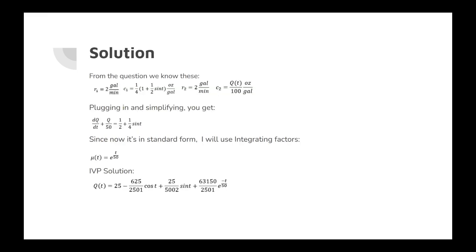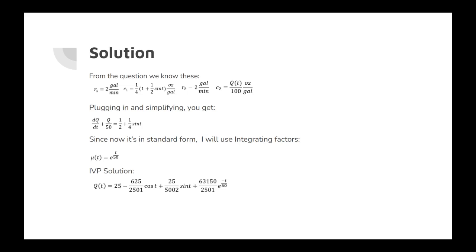Plugging in the numbers, simplifying, and moving things around, you get dq/dt plus q/50, or basically 1/50 times q, equals 1/2 plus 1/4 sine t. Since it is in standard form, I will use the integrating factor mu(t) equals e to the t/50, because we know that p(t) is 1/50, and when you integrate 1/50 dt, you get t/50.